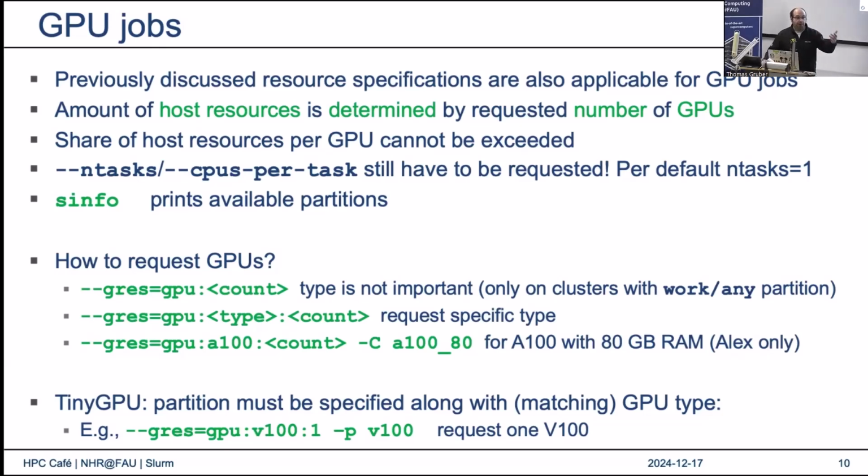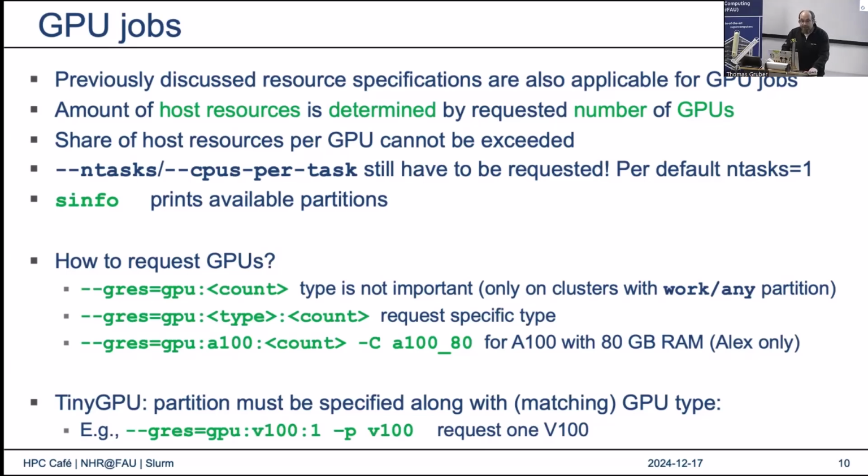With sinfo, you can get all the available partitions on the systems. And then how do you request a GPU? In the easy cases, it's minus gres equals gpu, and then the count of how many GPUs you want. This means that the type is not important. I just want to have a GPU, or 2. Normally this is applied for the work or any partition, so you get assigned to that partition and get something out of that. If you want a specific GPU type, you have to use gres equals gpu colon, the type, colon, and then the count, like A100 colon 4 gives you 4 A100s.